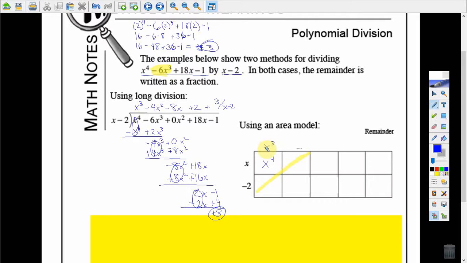So let's continue with our area model here. Negative 2 times x cubed is negative 2x cubed. And I know that these two have to add up to negative 6x cubed, which must mean this one is negative 4x cubed, which is going to let me move on to the next term. So I'm going to say x times what will give me negative 4x cubed? Well, that's negative 4x squared. Fill in this next part down here, which is going to be positive 8x squared.